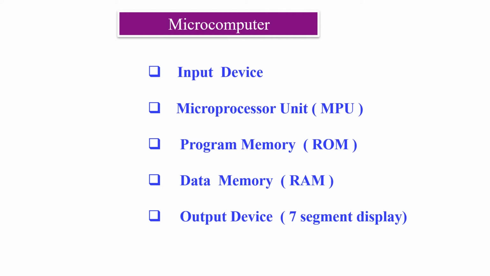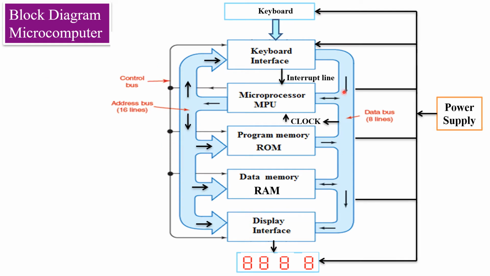So let us see what are the blocks of a microcomputer. First one is input devices, that is keyboard. Microprocessor unit, this is the heart or brain of the computer, right? Then the memory, program memory, that is ROM, data memory, that is RAM, and output devices, that is 7 segment display. So these are the blocks of a microcomputer. Block diagram of a microcomputer. The figure shows the detailed architecture of a microcomputer with all the essential bus and control lines.